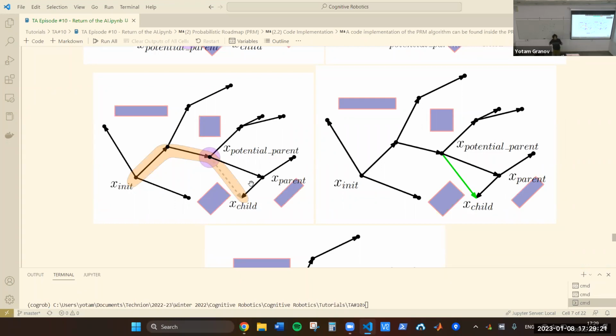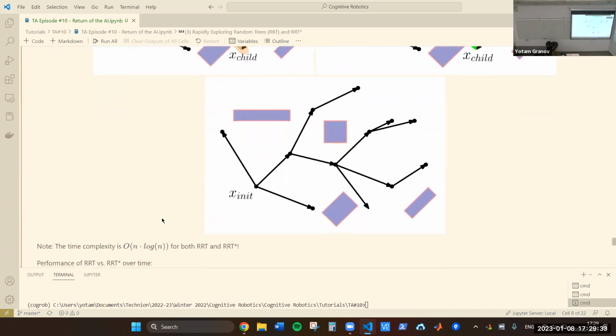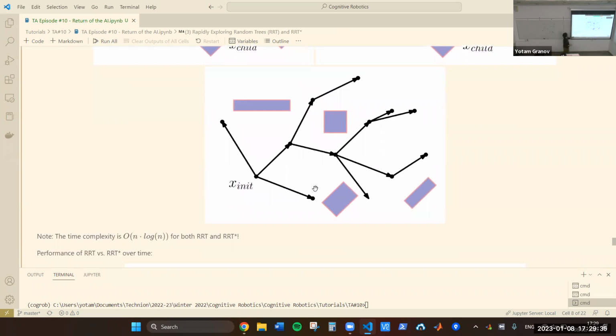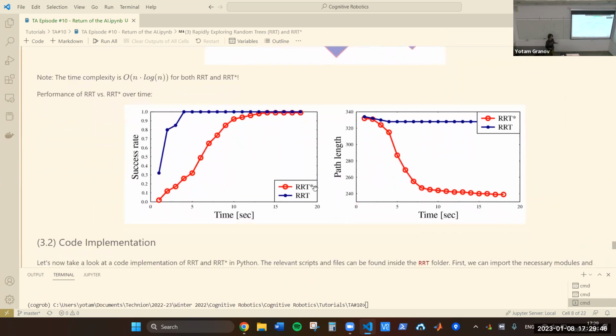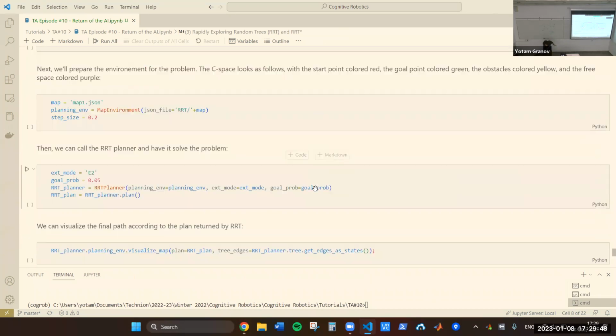So I'll rewire the tree. I'll change the edge that I just added, the original edge between x_prime and x_child, to come from x_potential_parent instead. I'm left with a new RRT that has a shorter path from x_init to this point than before. If we apply this rewiring step every time we add a new sample, what we'll eventually get is an asymptotically optimal algorithm.